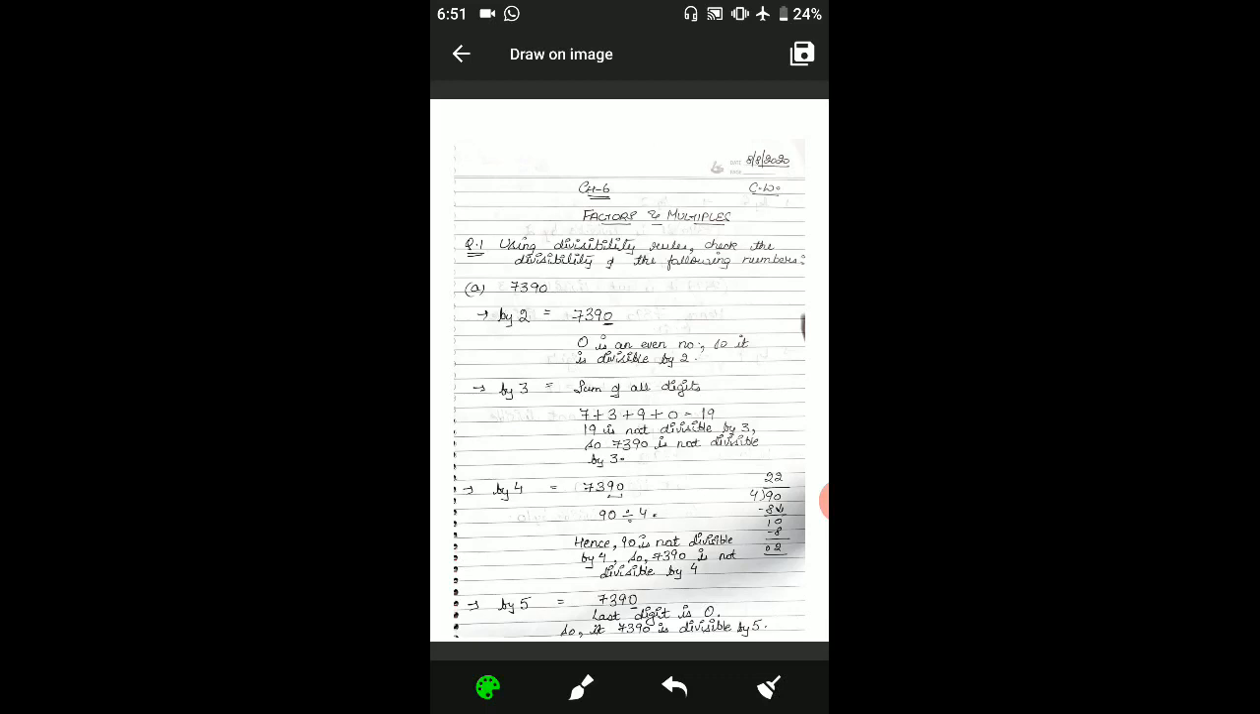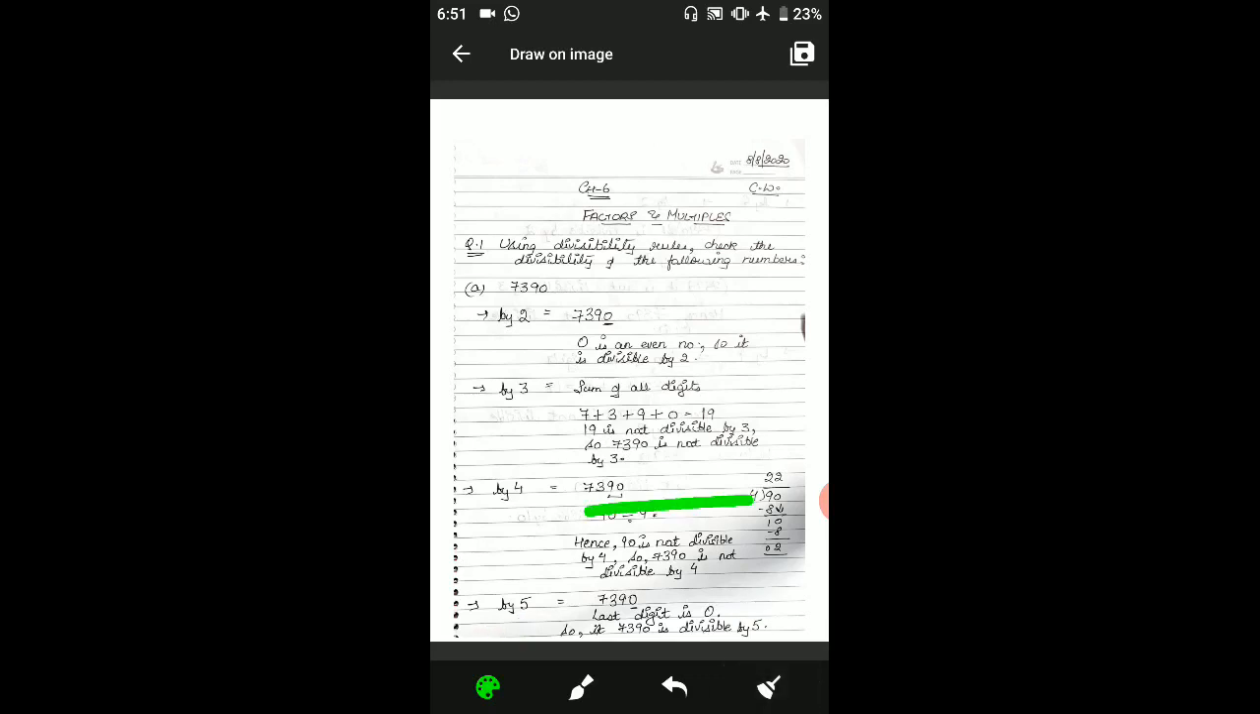Clear? Now by 5, you have to see the end. At the end, if a 0 or a 5 is present, you will say that this number is divisible by 5. So you write the last digit is 0. So 7390 is divisible by 5.